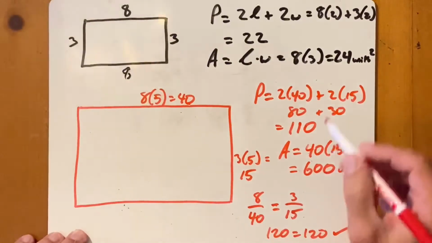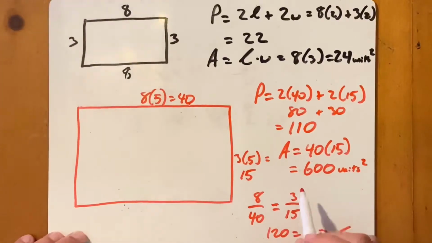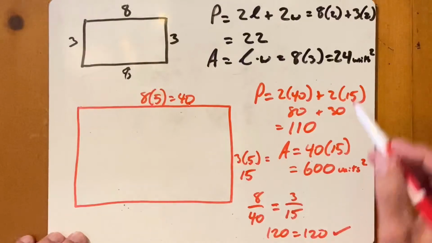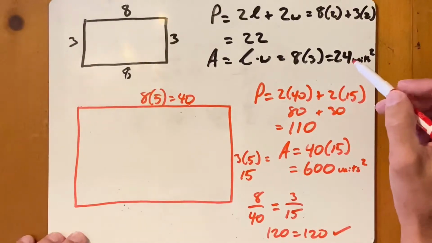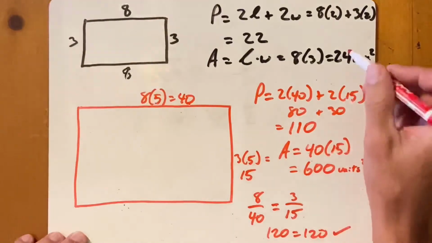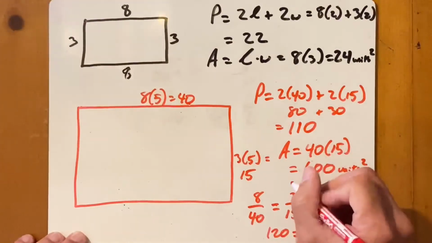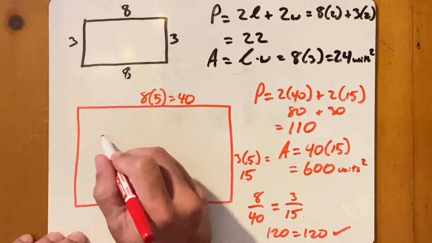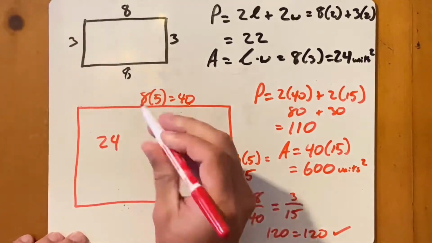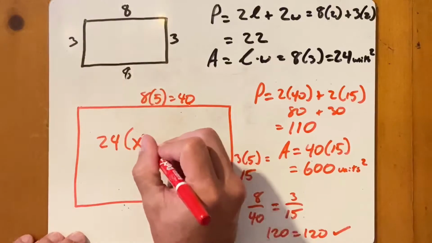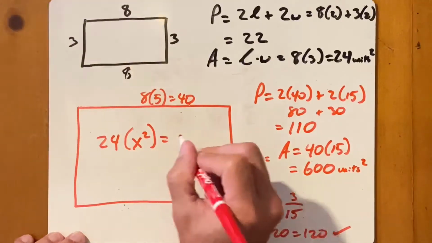This is what happens to the area when we scale it up by a factor of 5. It's like taking the scale factor and squaring it, then multiplying by the original area. Here's what I mean. Let's say that the scale factor is x. This new area is going to be 24 times our scale factor squared.